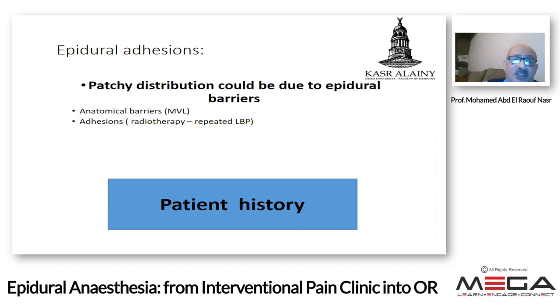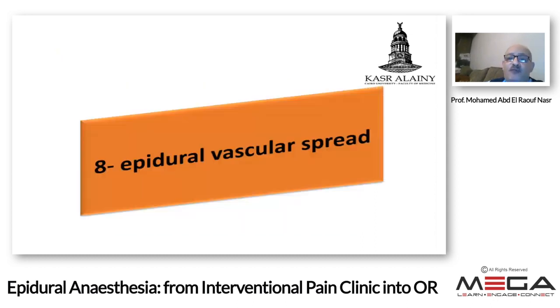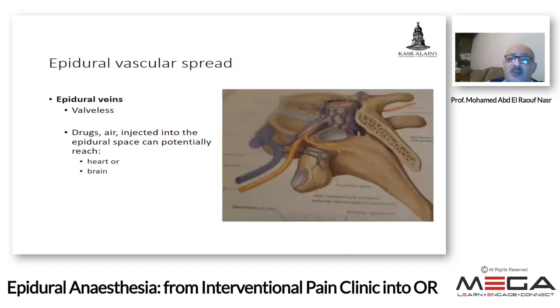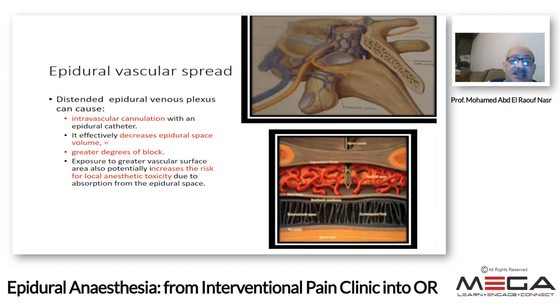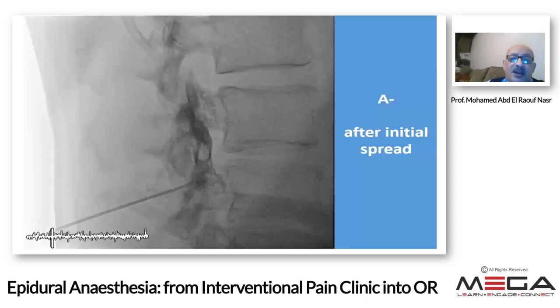We have to ask the patient about a history of radiotherapy or repeated low back pain, because repeated inflammation might lead to adhesions and development of barriers. Epidural vascular spread: we have a lot of blood vessels and valves connecting the epidural space with the heart and brain, connected with the intra-abdominal, and they can transmit intra-abdominal and intravascular pressure, and increase the incidence of intravascular cannulation. It can decrease the epidural space, leading to a greater degree of block, and at the same time increase the risk of absorption of more local anesthetic with more local anesthetic toxicity.